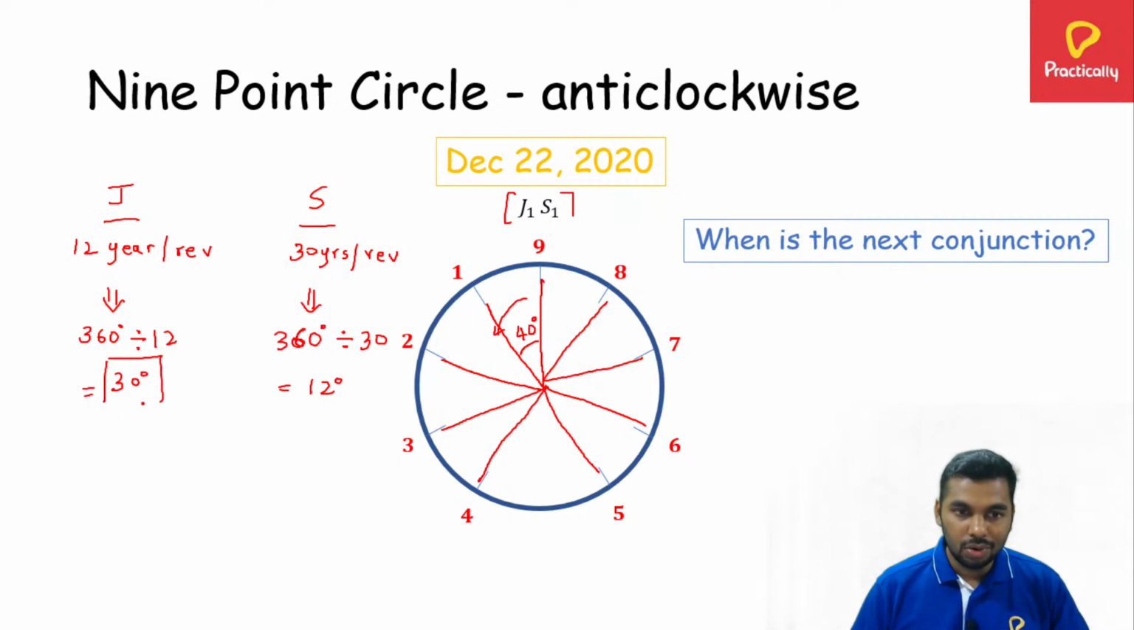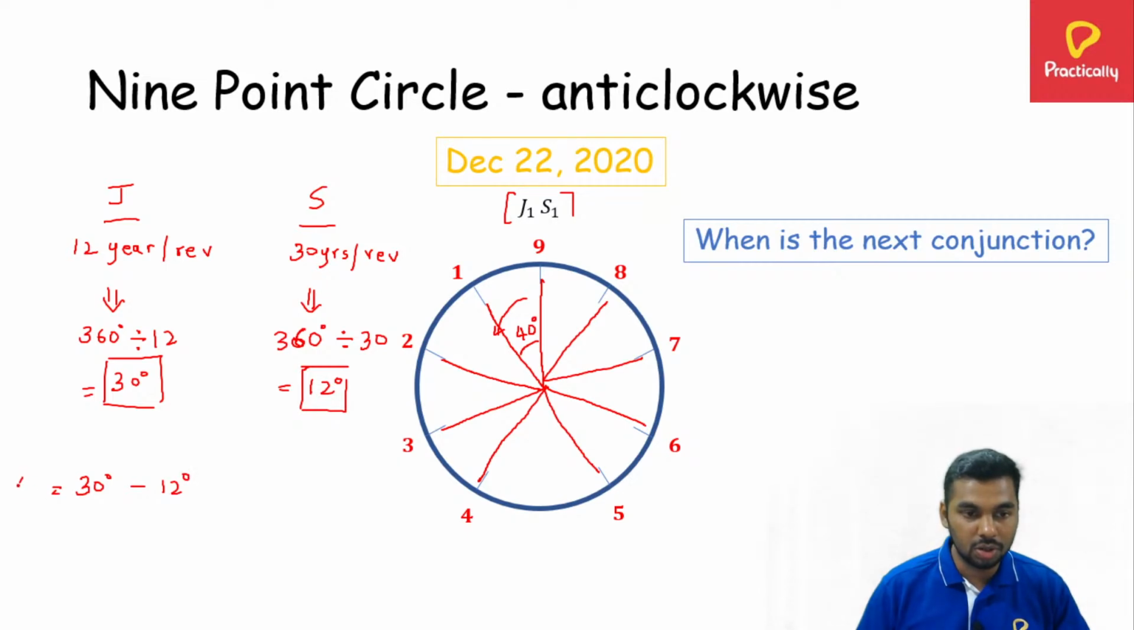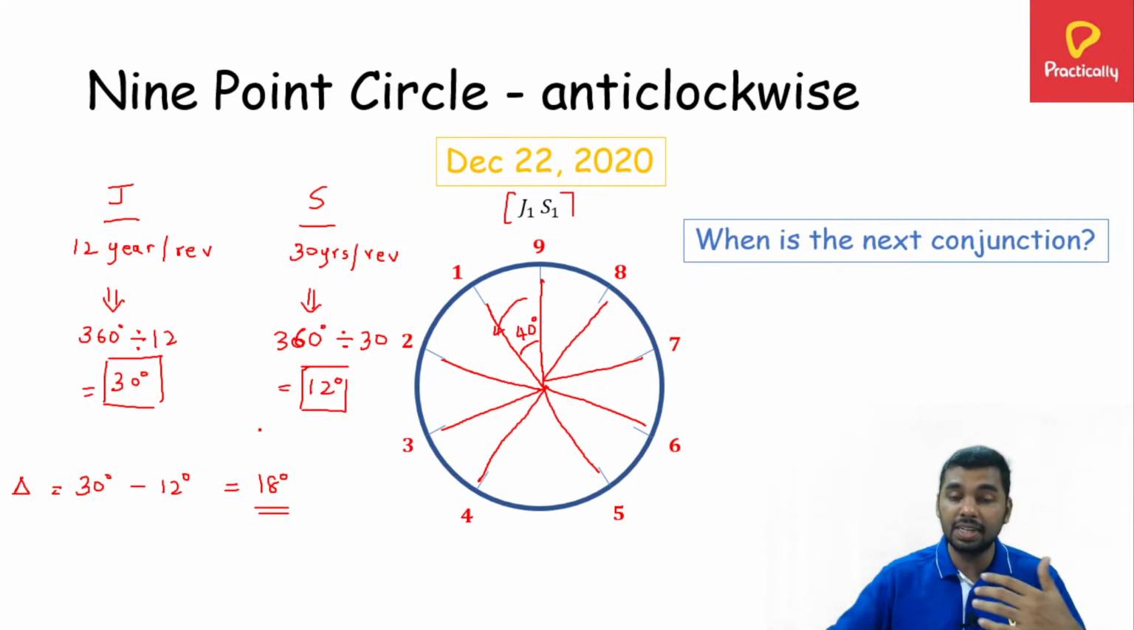Now, to see when the two planets are going to come in a straight line, you have to find the difference between these two. So do 30 degrees minus 12 degrees. This is what is called delta, or the difference. This is 18 degrees. So in other words, what 18 degrees is saying is that Jupiter is going 18 degrees faster than Saturn.